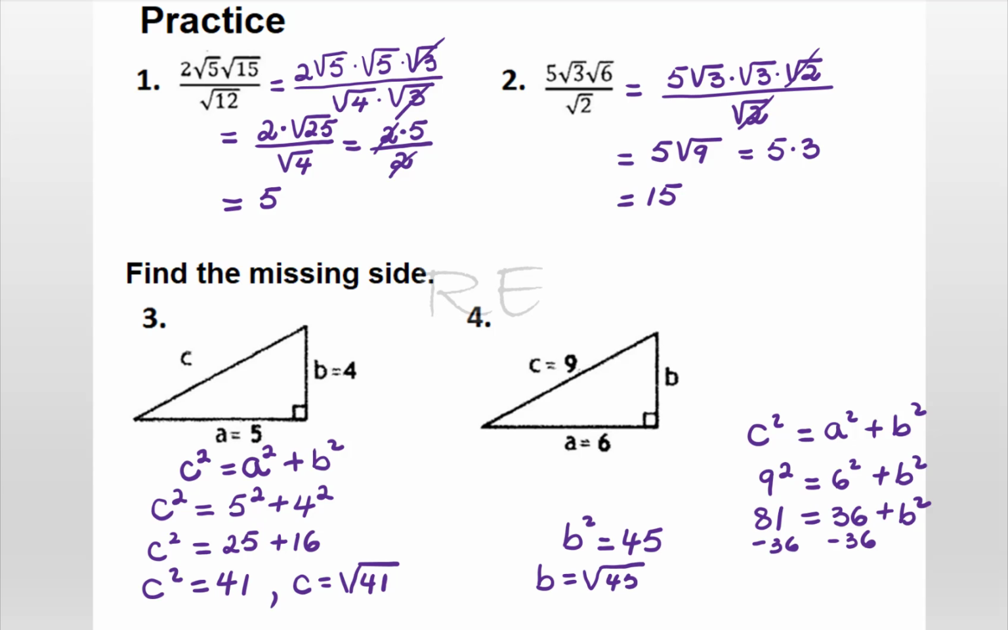B is equal to the square root of 45. And 45 is 9 times 5. So it's the square root of 9 times the square root of 5, which is 3 square root of 5.